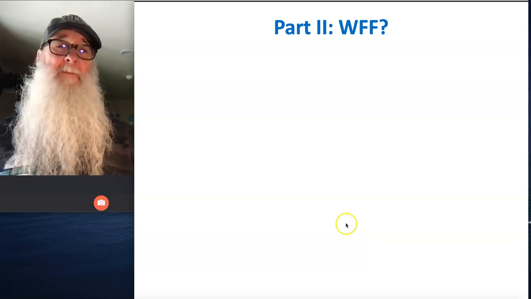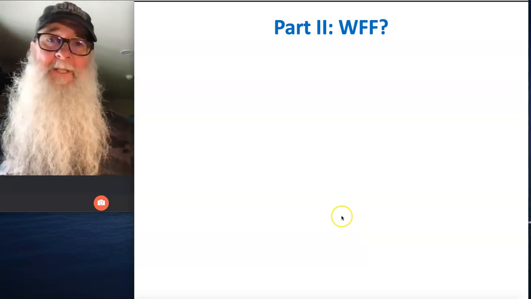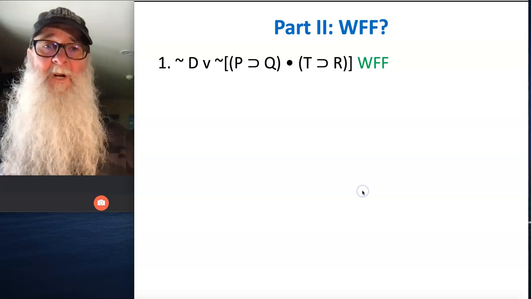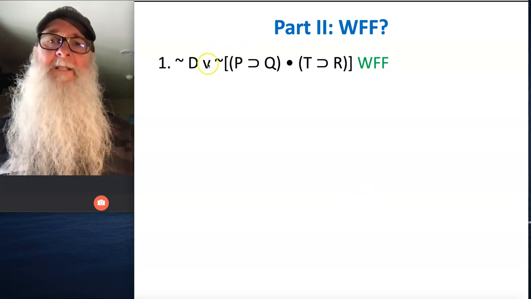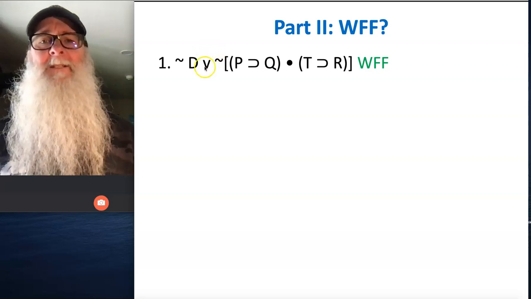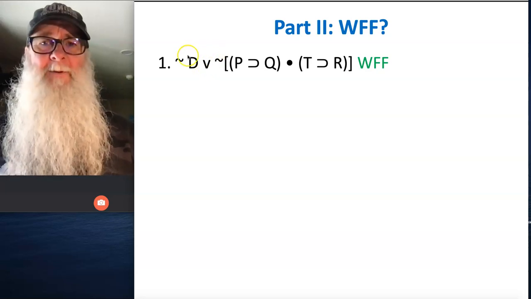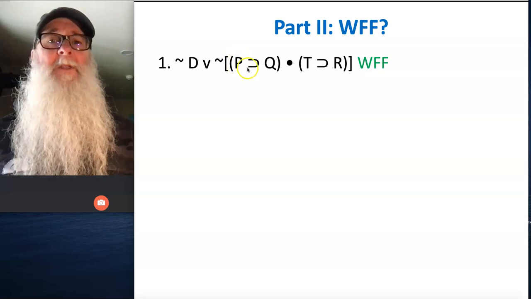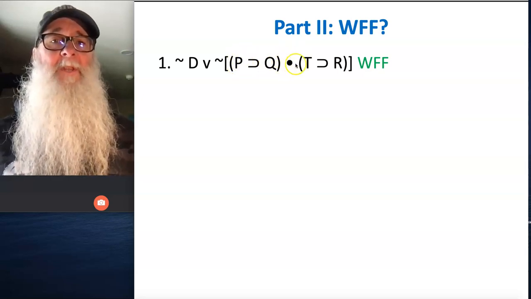Let's take a look at your work from part 2. We're looking to see which of the given statements are woofs. Number 1 is a woof. We have exactly one operator other than tilde outside of parentheses and brackets, and that's the wedge right here. All the other operators are either tildes or they're within parentheses or within brackets.